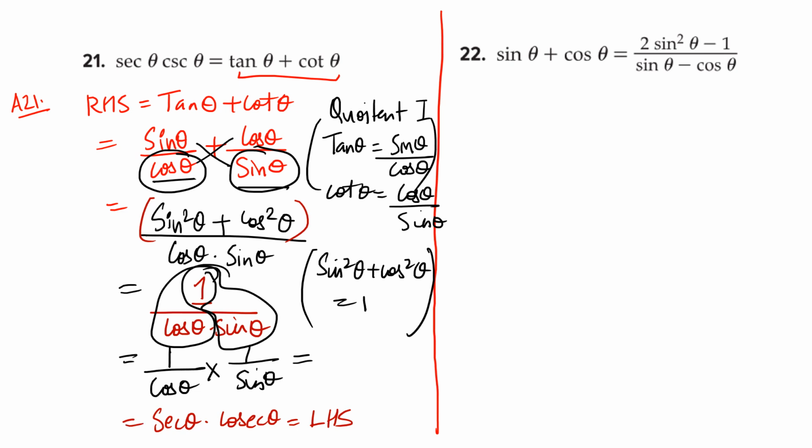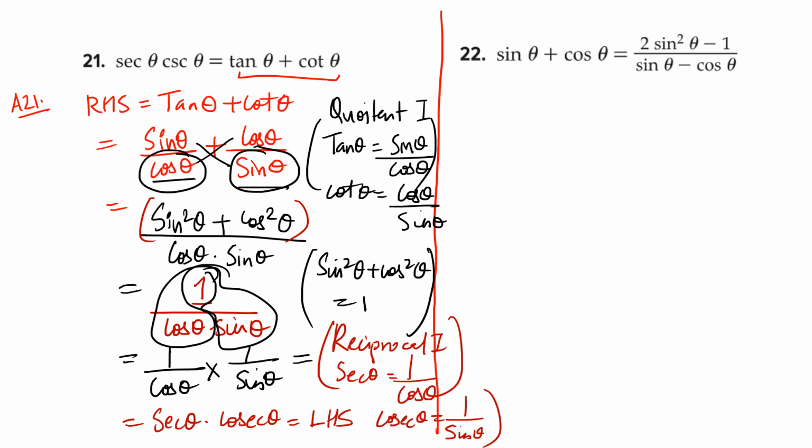So which identity did I use? Let's write. We used the reciprocal identity, where I used the fact that secant theta is 1 over cos and cosecant theta is 1 over sine. Wonderful. So again, this is also verified.